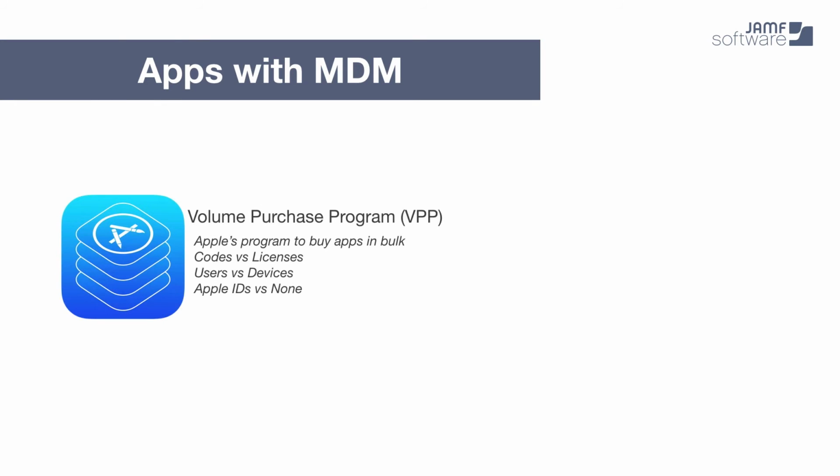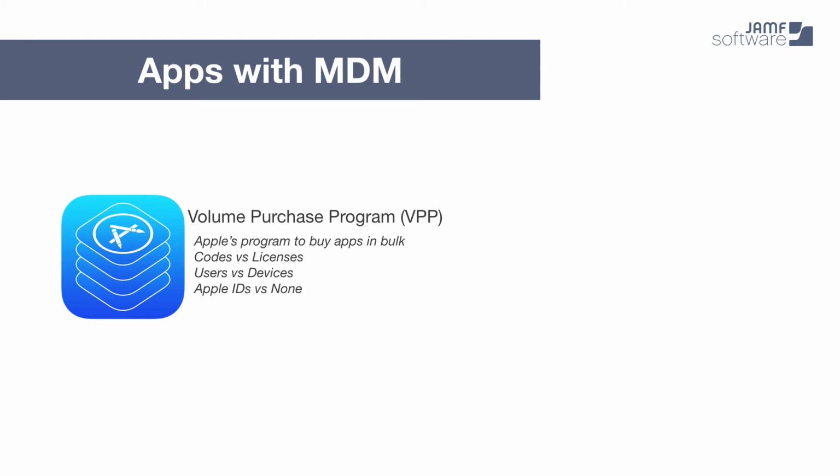So the first thing that you need to know about apps with MDM is the Volume Purchase Program, known as VPP. Now, this is Apple's program that lets you buy apps in bulk. And what's important to know about this is that you can do so in a way where you will retain ownership of these apps, and that they're not actually transferred to the user's Apple ID, but rather they will be licenses owned by the organization.